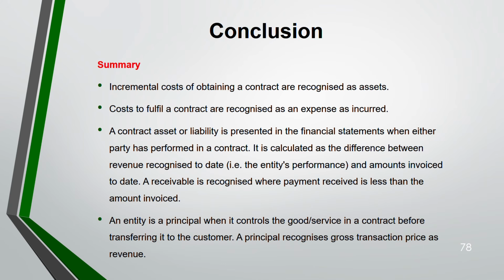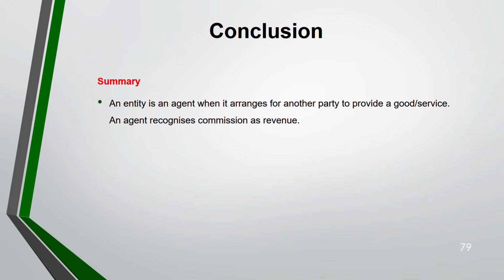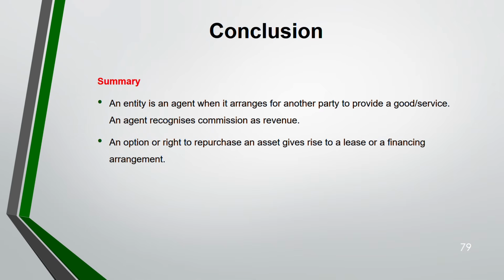An entity is a principal when it controls goods and services before they are transferred to the customer. A principal will recognize revenue as the gross transaction price. An entity is an agent when it arranges for another party to provide goods and services to the customer. So the revenue that it recognizes is in the form of the fee or commission that the agent receives. An option or right to repurchase an asset gives rise to a lease or a financing arrangement, but the lease part will not be asked in the financial reporting exam, only the financing arrangement.